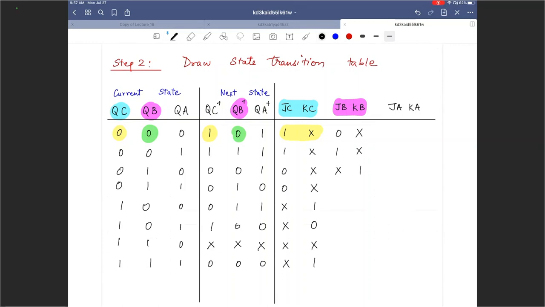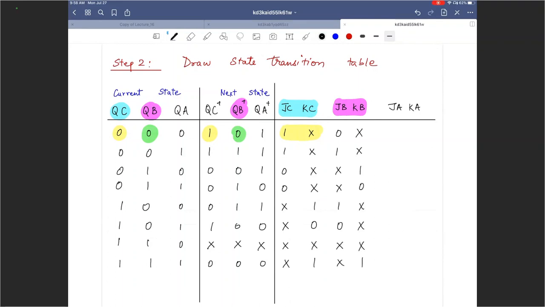1 to 1, x0. I'm just referring to the excitation tables of these. 0 to 1, 0 to 0, 1 to x, don't care. 1 to 0, x1. All right, I hope I'm not making any mistakes here while I do this.